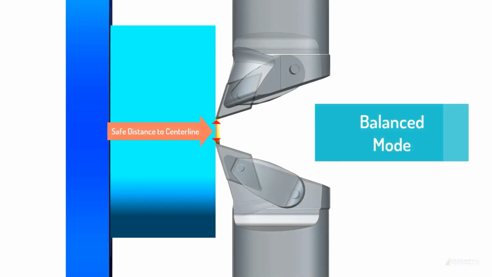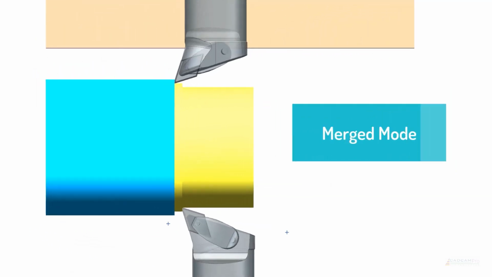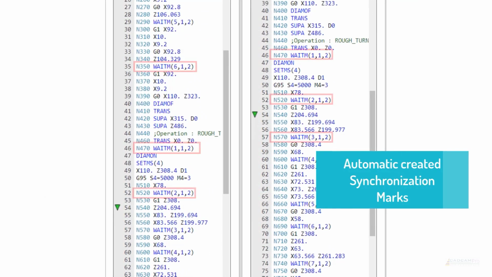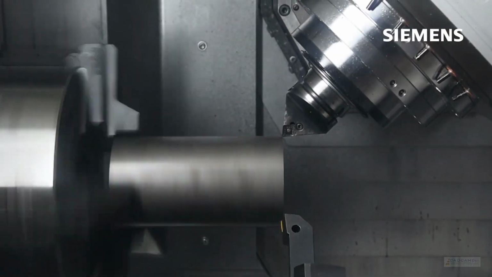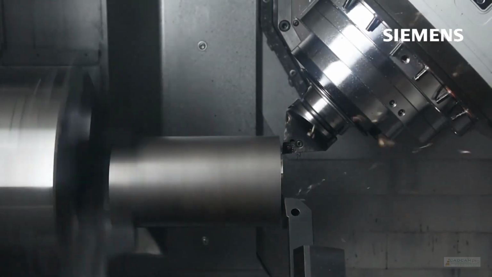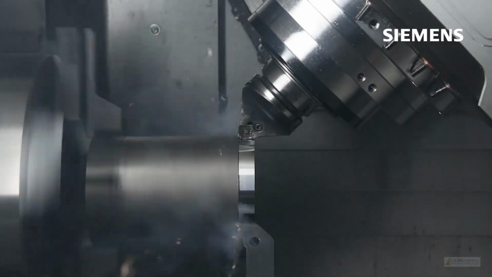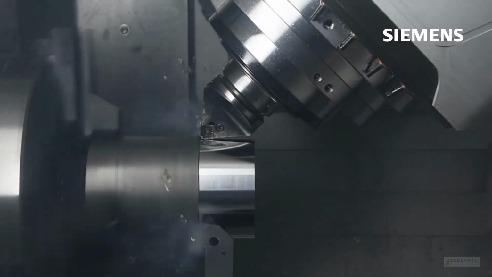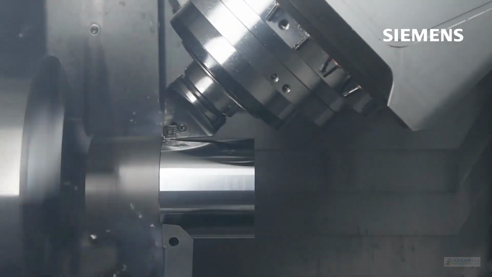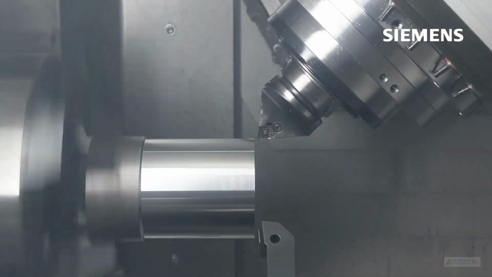Here you will see the balanced mode and, in comparison, the merged mode. Here you can see the deviation between the tools, and the cool thing is that the turning algorithm will automatically set the synchronization marks. This is how spectacular this looks on the machine. And you should for sure give it a try.